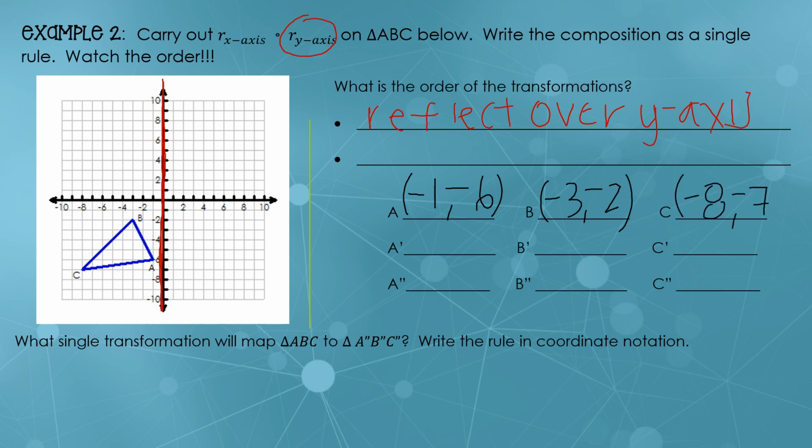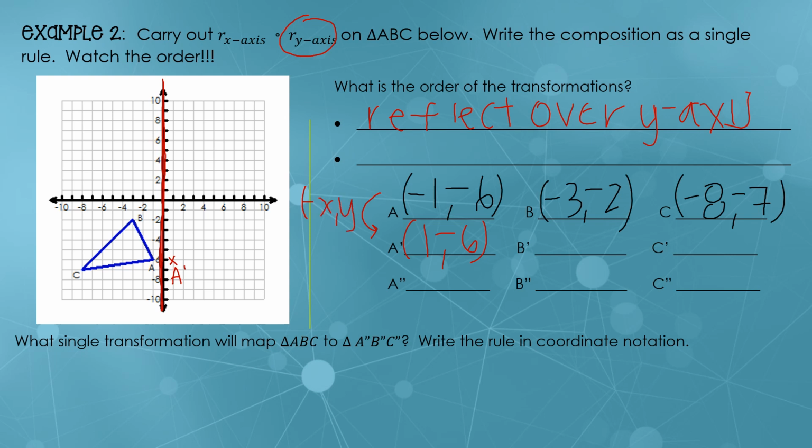So if you want to count, you would count from A to the y-axis, which is 1, and go on the other side 1 unit, and that would be A prime. Looking at the coordinates, that is +1, -6. And then you could do the same thing for B and the same thing for C. Count to the y-axis and then count on the other side. If you know your rule for reflecting over the y-axis, when you do that, the x becomes the opposite and the y stays the same.